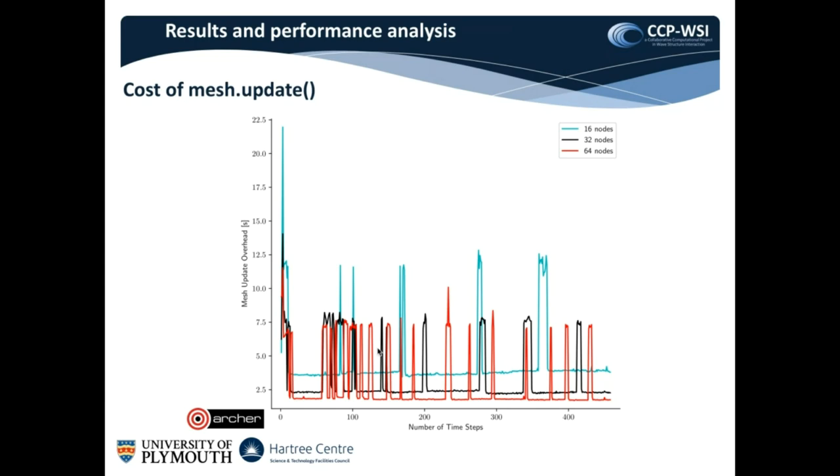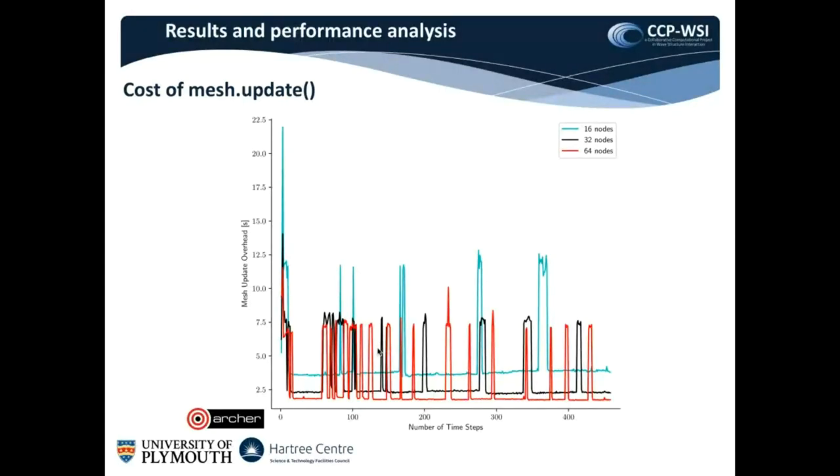So this again is a 17 million mesh, with the MPI partitions going from 16 nodes to 64 nodes, which is up to 1500 MPI partitions. You can see at the beginning, if you're using fewer MPI partitions, your cost of mesh update is actually high. I think it's reasonable, because if you're using fewer MPI partitions, your mesh volume for the communication is going to be high, therefore your cost is high.